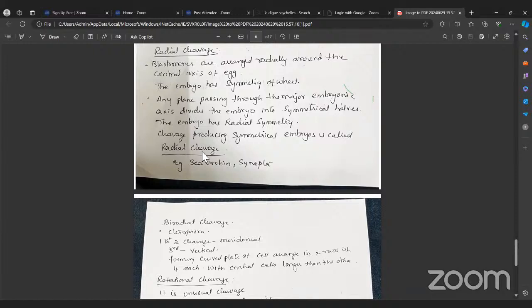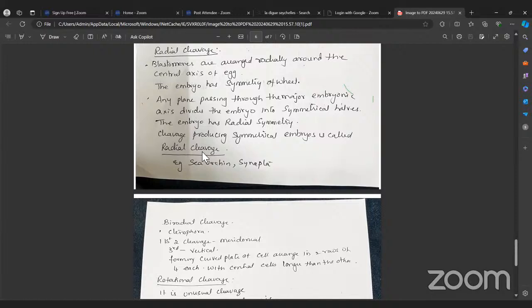In case of bilateral symmetry, you will see that the meridional cleavages will be there, the second cleavage will be perpendicular to the first, and the cells that are formed are completely mirror images on each side. So when the division occurs, we have a right side of the cells and a left side of the cells, and it will give rise to the anterior and posterior polar axis. Such symmetry, which gives rise to two lateral halves, is called bilateral symmetry.